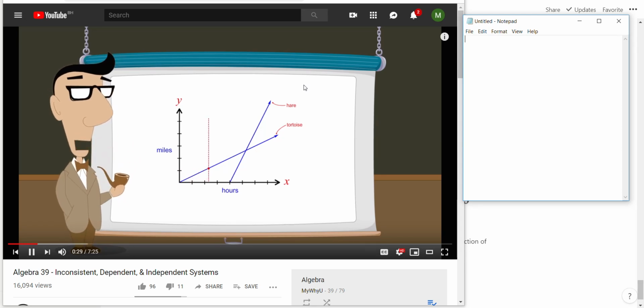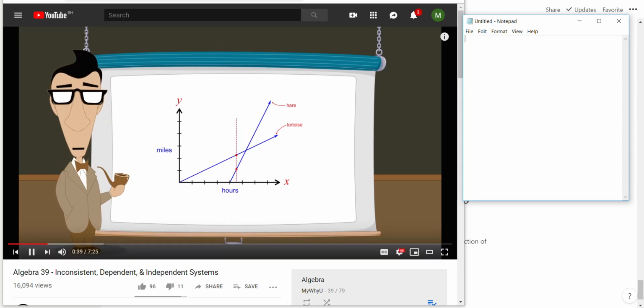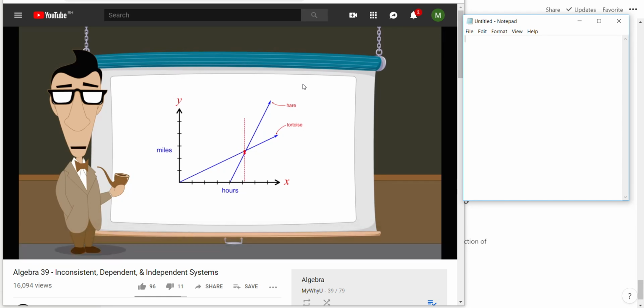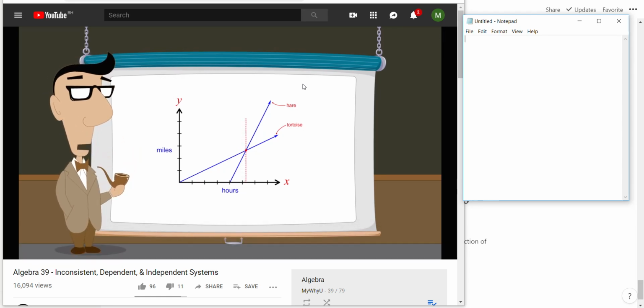After giving the tortoise a 4-hour head start, the hare begins the race, traveling at a constant speed of 2 miles per hour. Since the hare's speed is greater than that of the tortoise, the slope of the hare's graph is greater, causing the two graphs to intersect. This intersection represents the point at which the tortoise and hare meet.